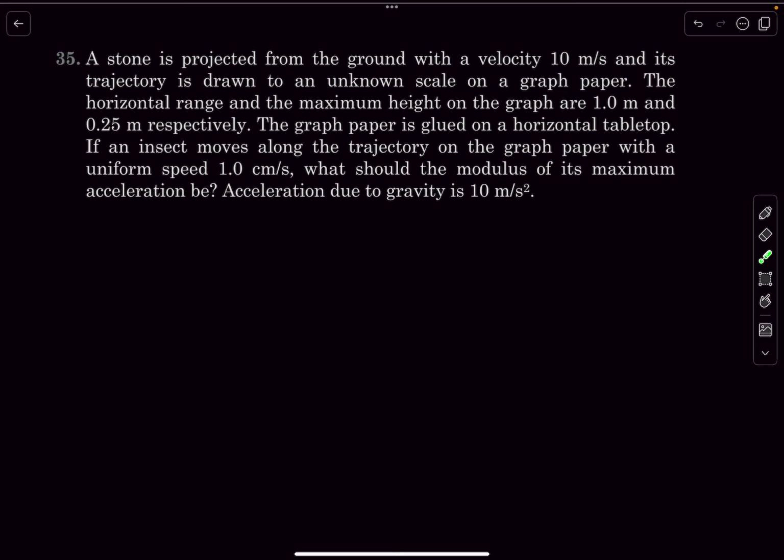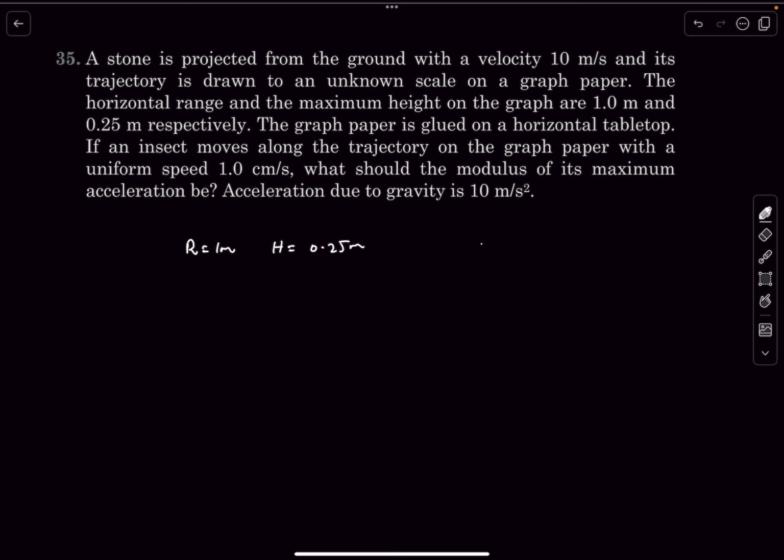Okay, so this is problem number 35. In this question, we have a stone that is projected from the ground with a velocity of 10 meters per second, and its trajectory is drawn to an unknown scale on a graph paper. The horizontal range and the maximum height on the graph are 1 meter and 0.25 meters respectively. So the range of the projectile is 1 meter, and the maximum height is given to be 0.25 meters.